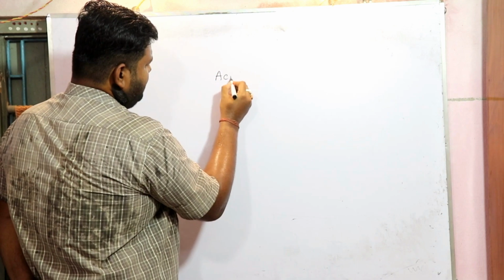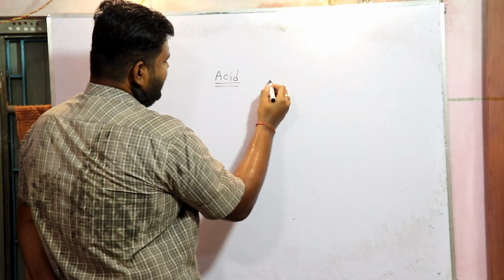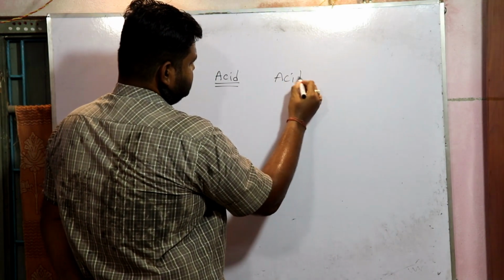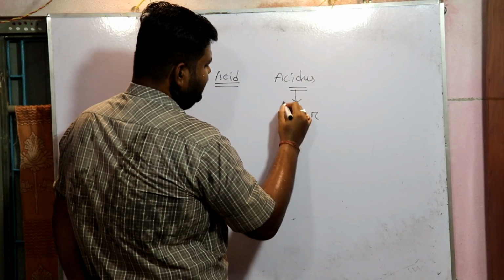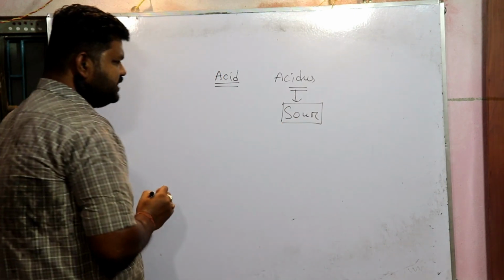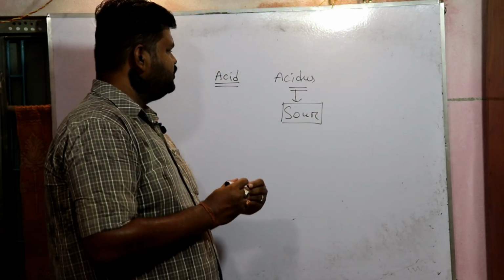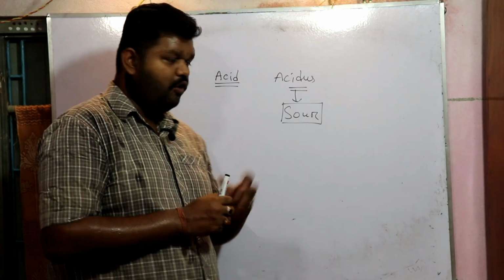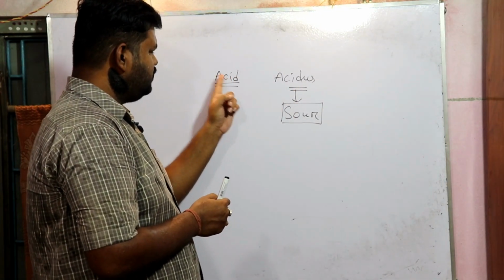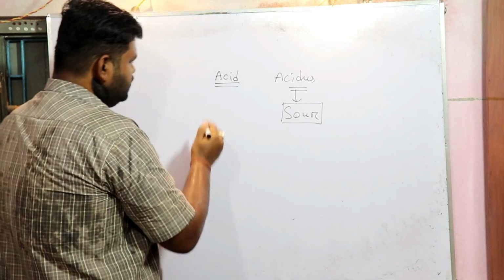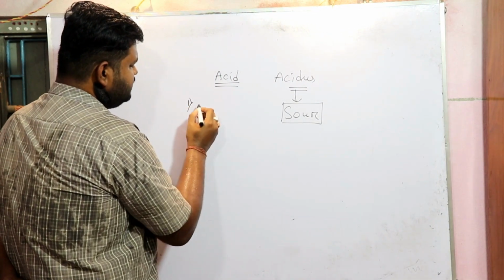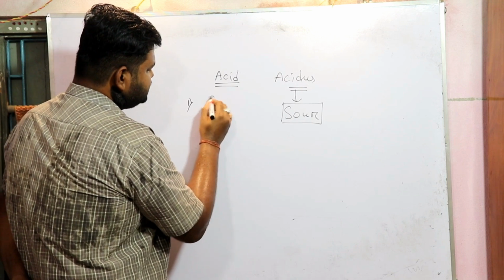So we are starting from acid. Do you know what an acid is? The term acid comes from the Latin term acidus, which means sour. That means the taste of the substances which are sour is known as acidus, and from that concept we got the idea of what an acid is. So the first point is that an acid will be sour in taste.